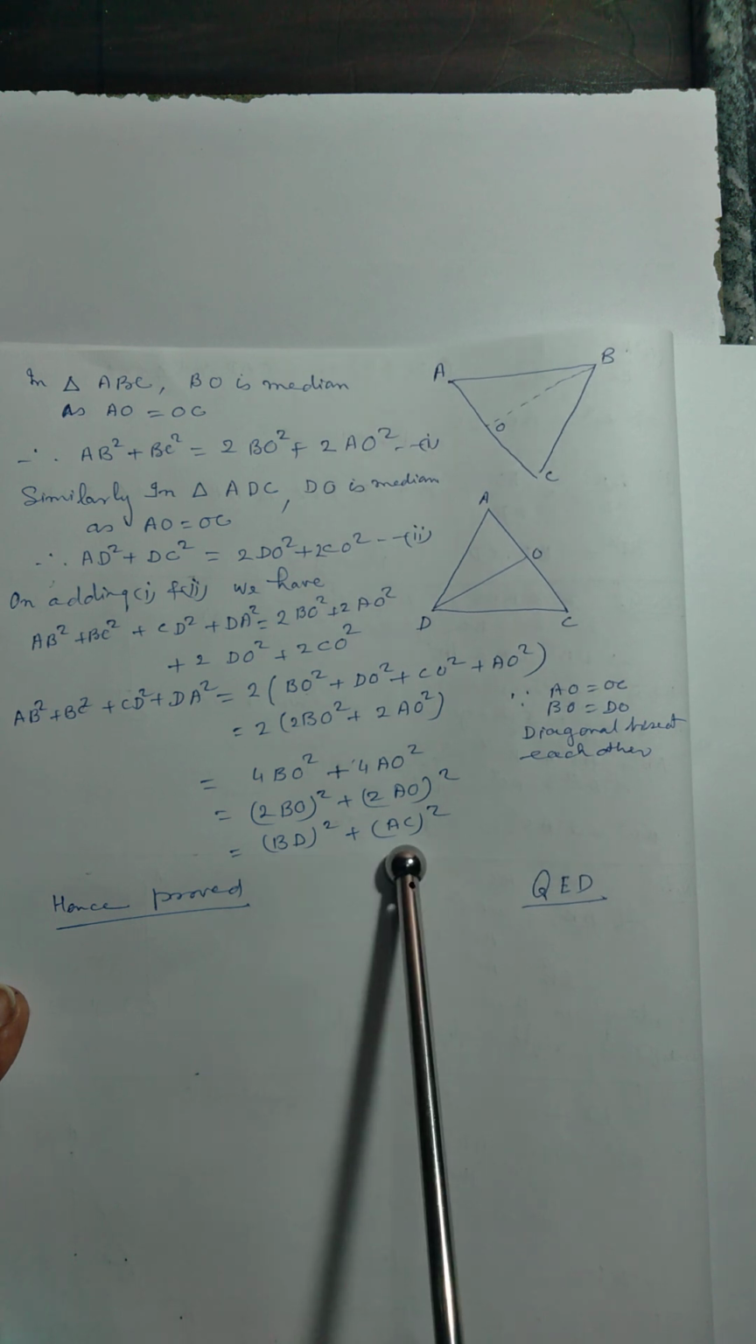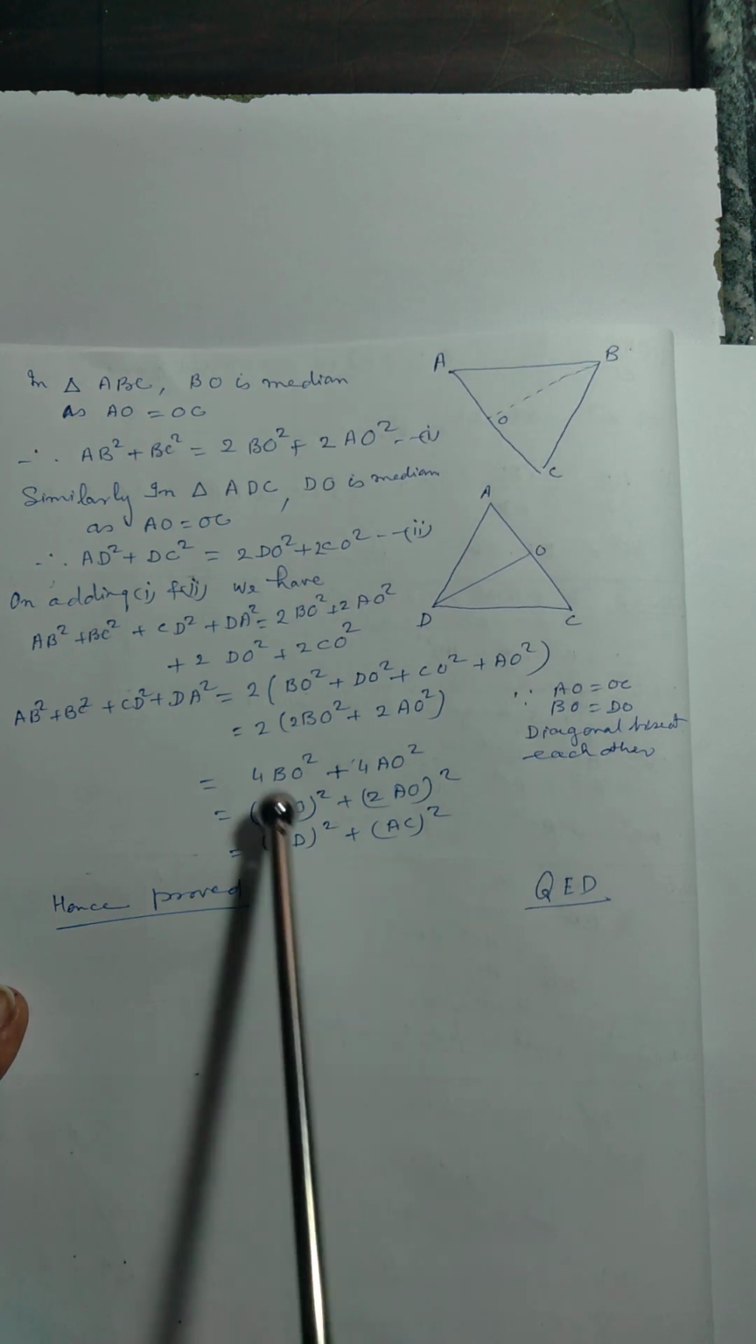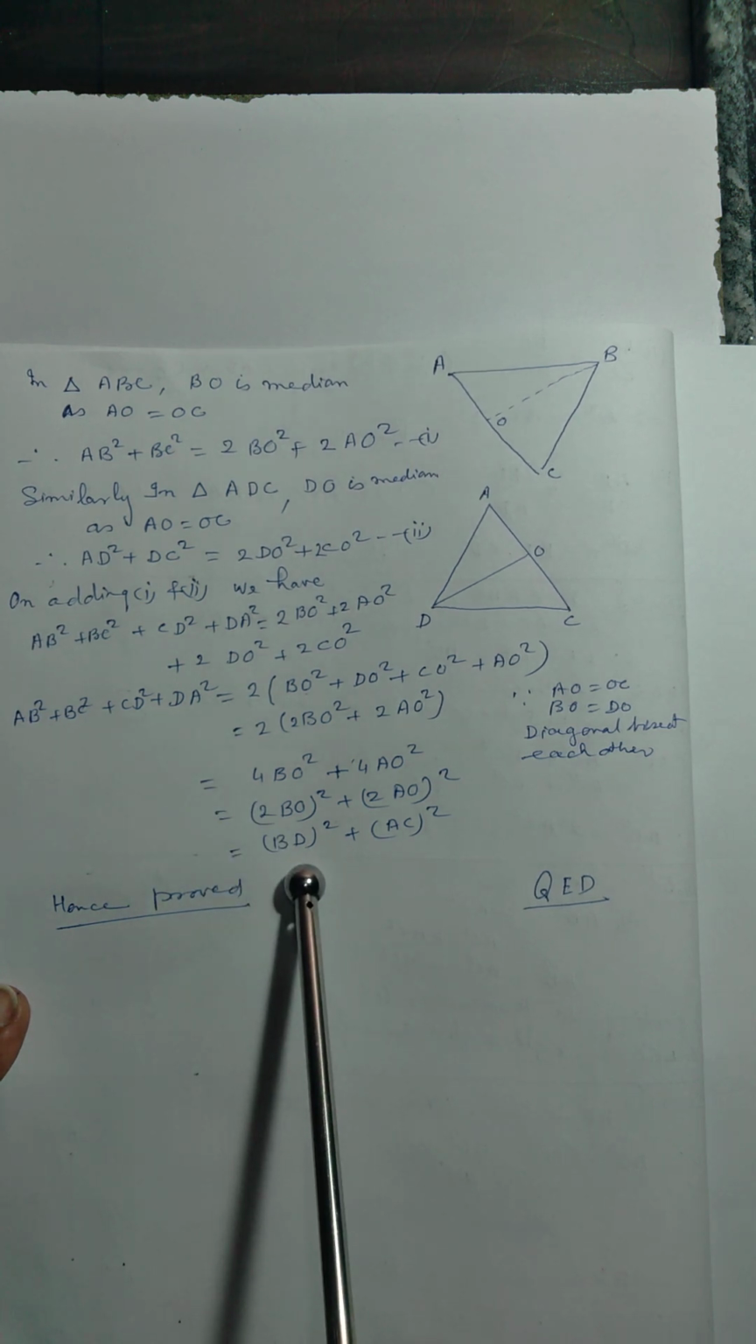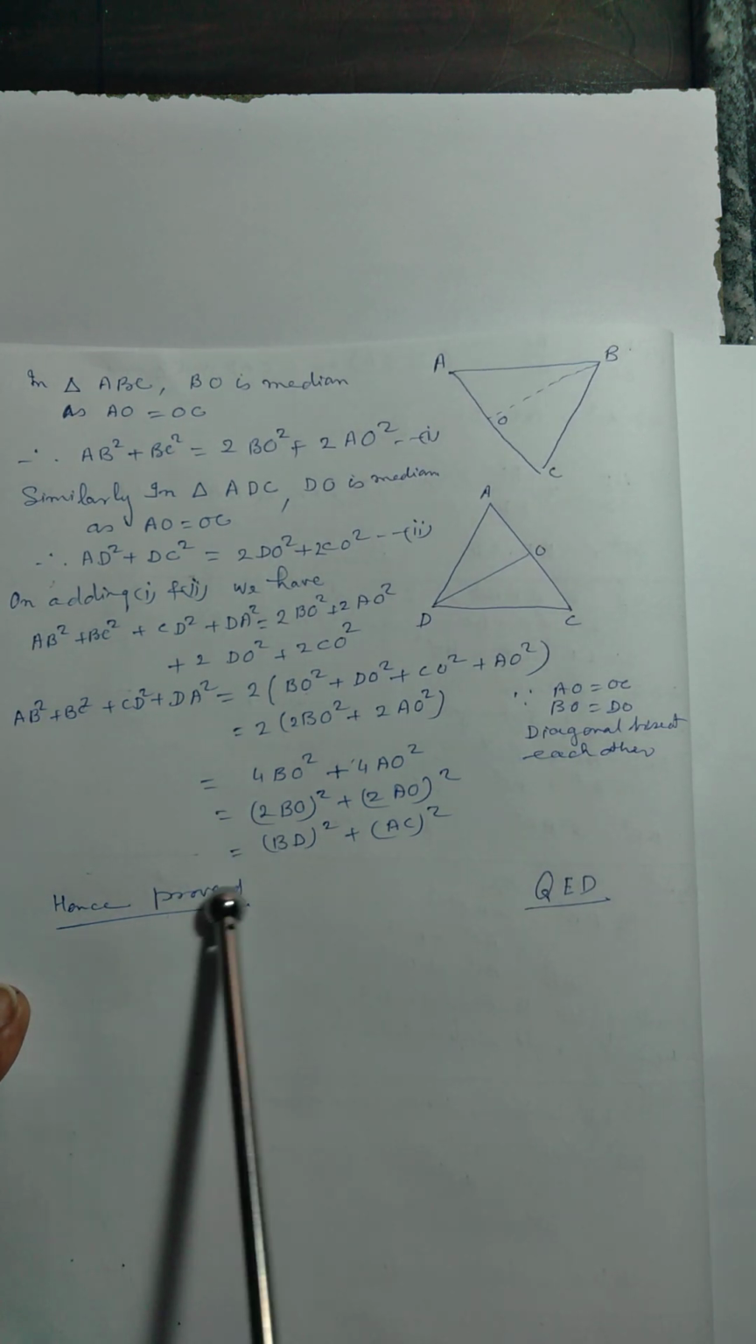Now these BD and AC are the diagonals of the rhombus. So the sum of the squares of the sides of a rhombus is equal to the sum of the squares of the diagonals. Hence it is proved.